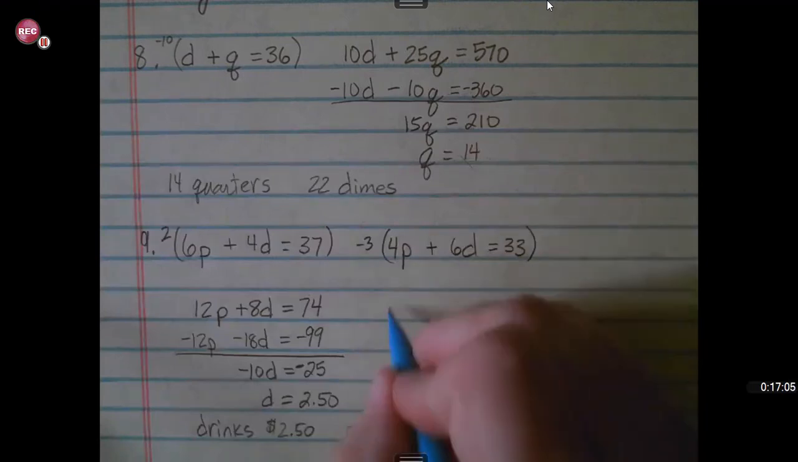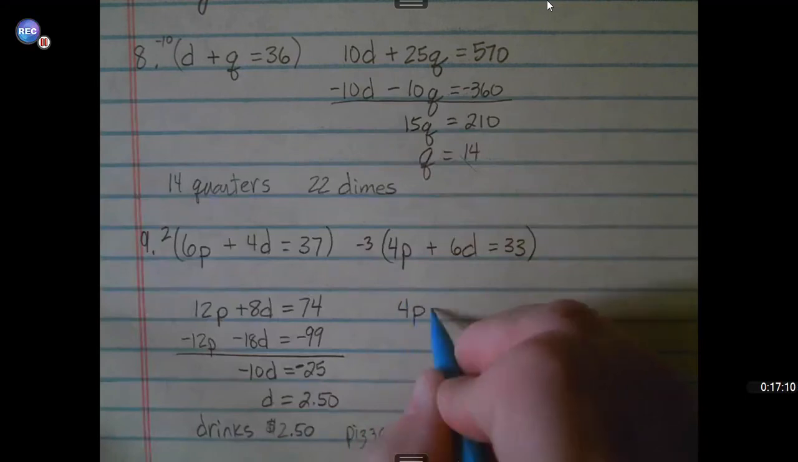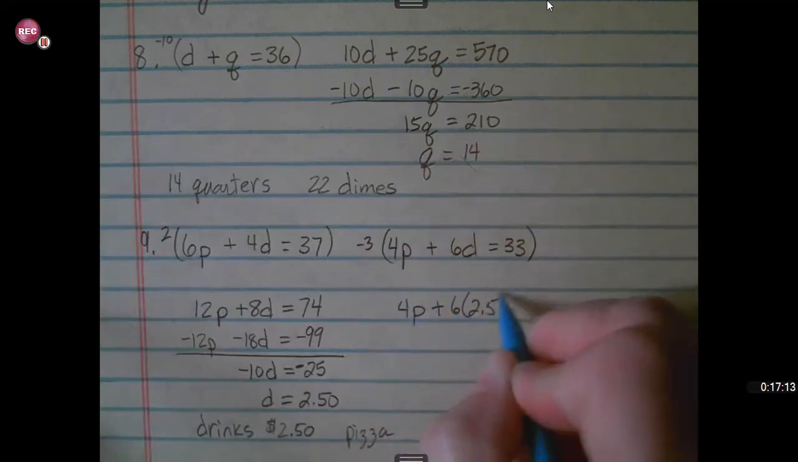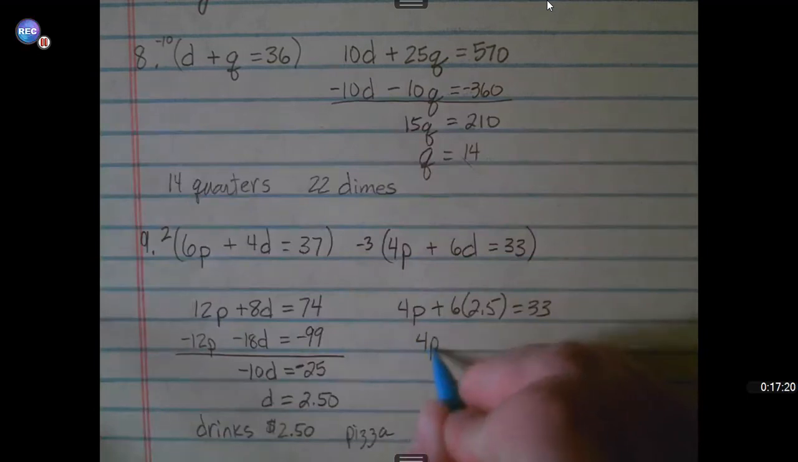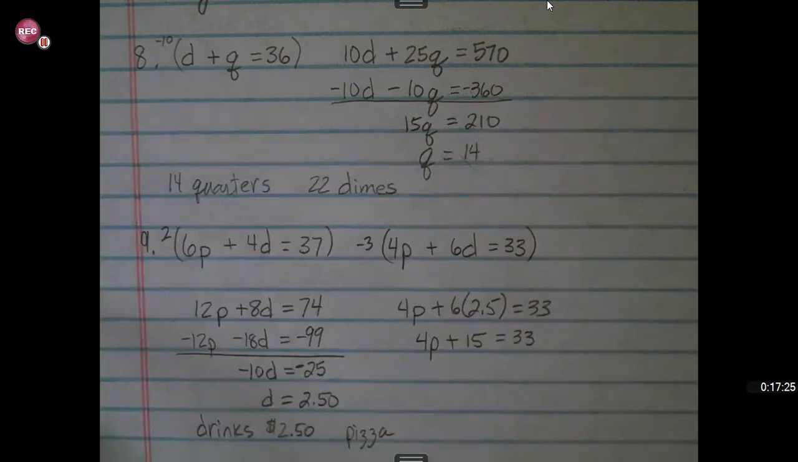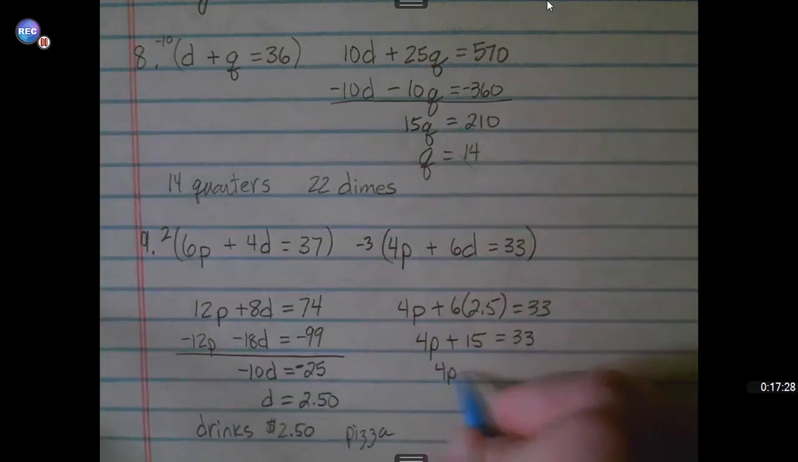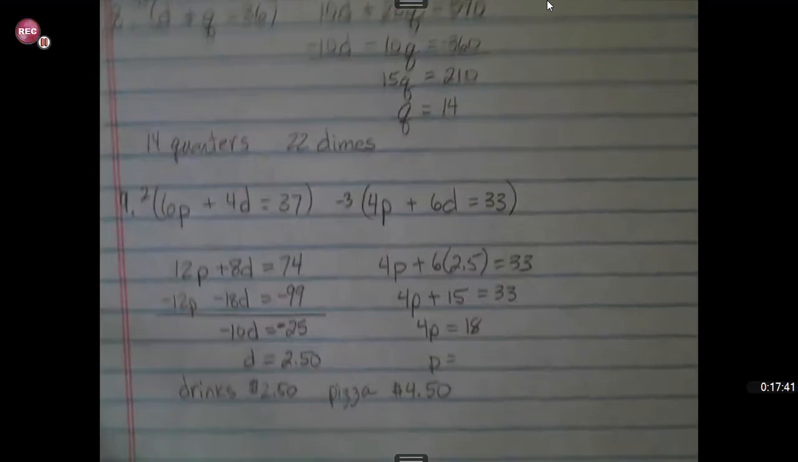Let's plug that in right here. So let's do 4p plus 6 times 2.5. So 6 times 2.5 is 15. Take 33 minus 15, and we get 18. And 18 divided by 4 is 4.50. So a slice of pizza costs $4.50.